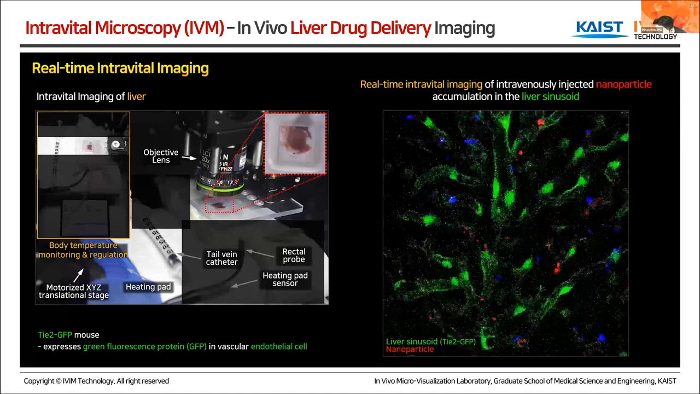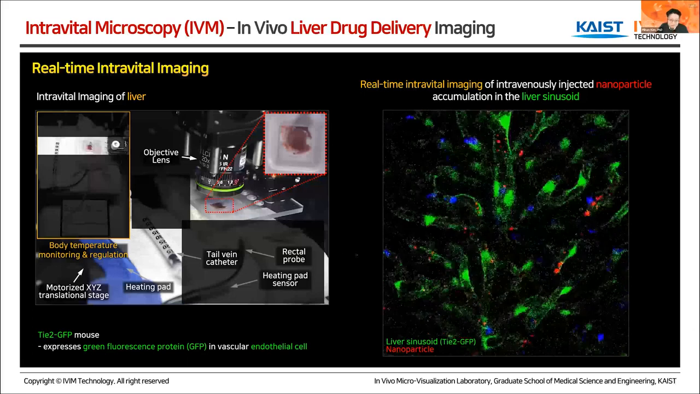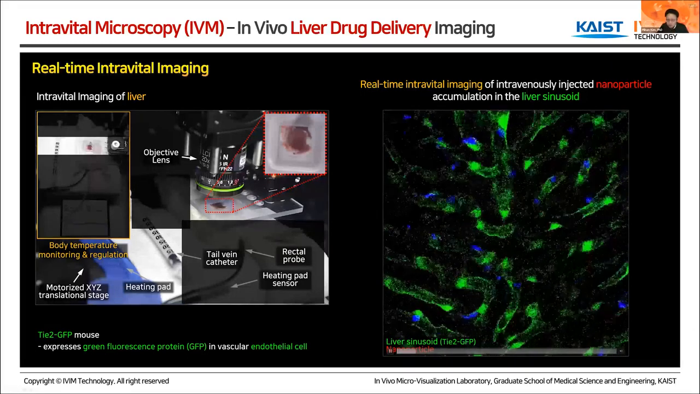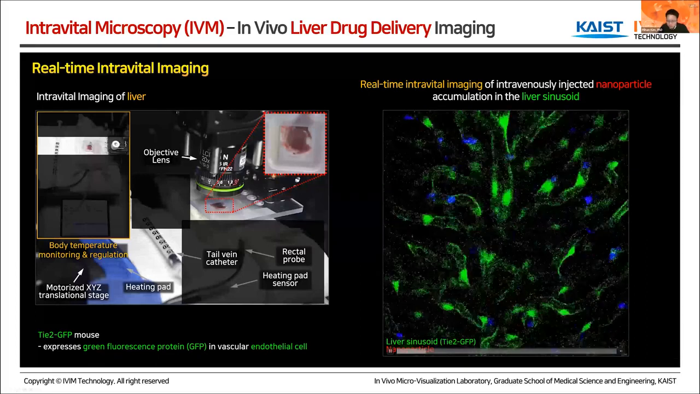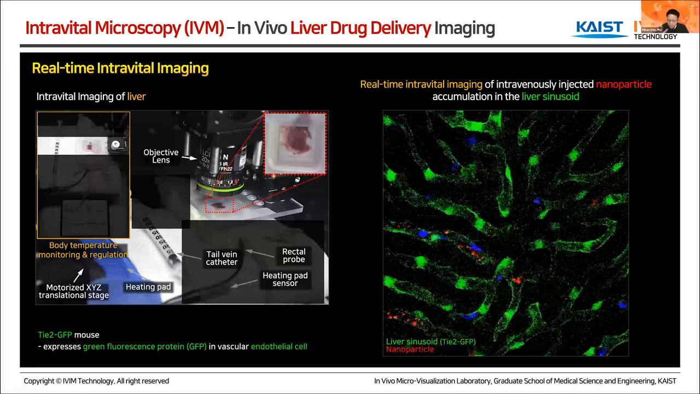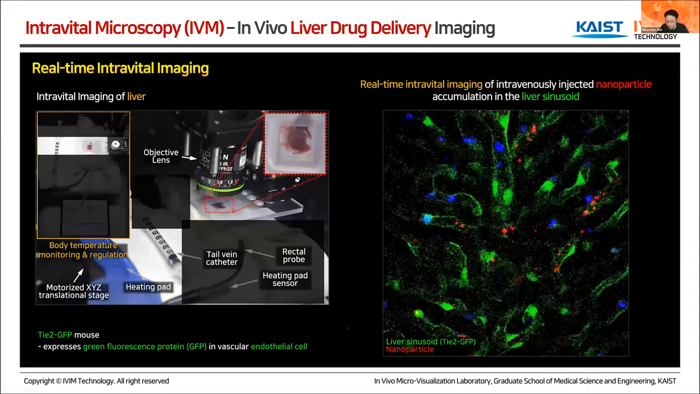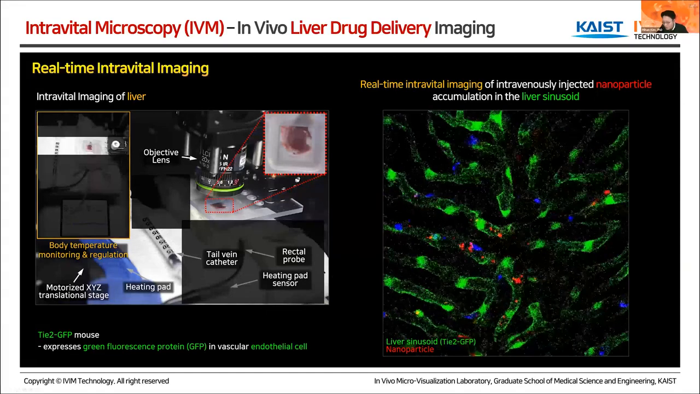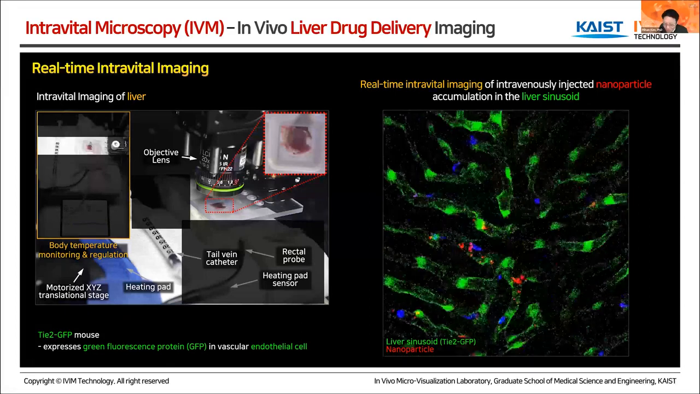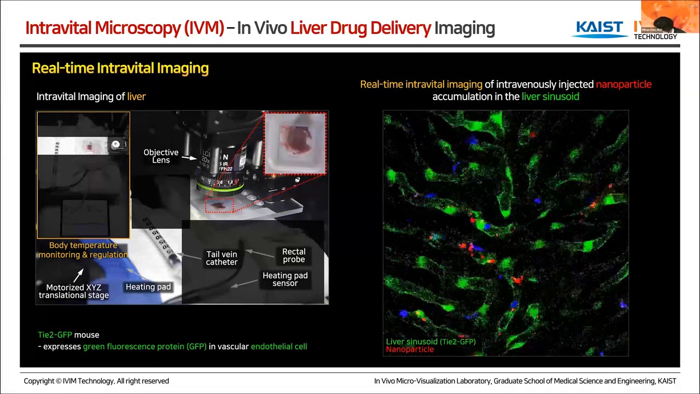Can you do drug biodistribution study with your instrument? Oh, yes, we can. As I showed you before, we can monitor the distribution of the drugs in various tissues and organs like liver or tumor or kidney or other organs. But we need to fluorescently label the drugs to do that.